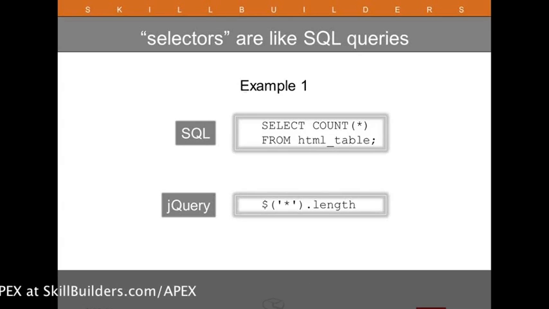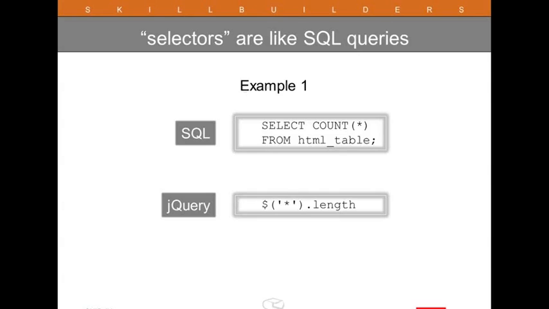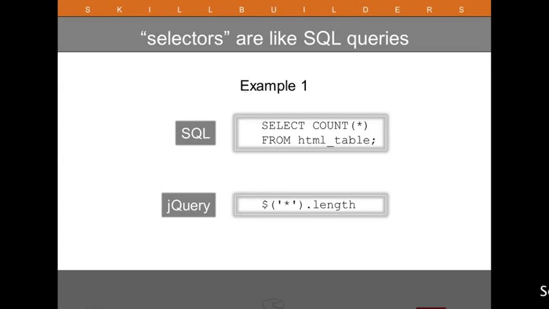Starting here with example 1, if you can think back to our HTML table, which as you saw I did in fact load into a database, we can run a select count star from HTML table, and of course we'd expect to see the number of rows that were in that table, all of them. We can do the same thing with jQuery, only we're selecting them from the page.